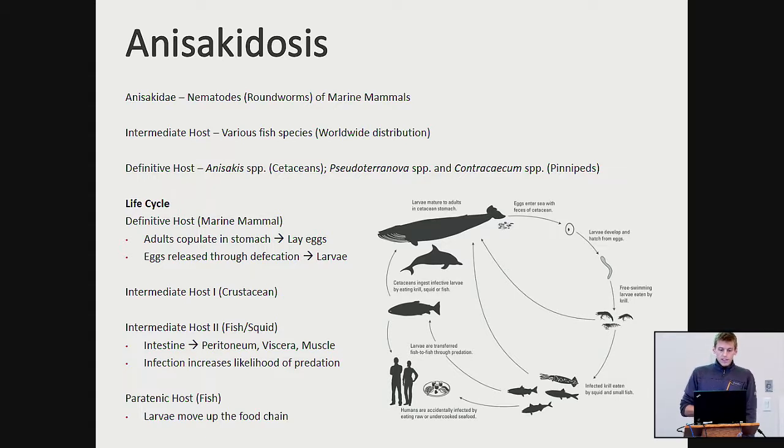The life cycle is also complex and very similar to that of Dicrocoelium in that you have the adults living in the stomach, they shed eggs into the environment through defecation, and then they go up the food chain from your crustaceans to your smaller fish, and then they can get passed up to larger fish, and then eventually to the definitive host that it naturally encounters, or people.